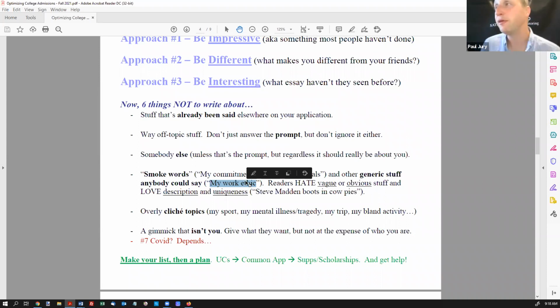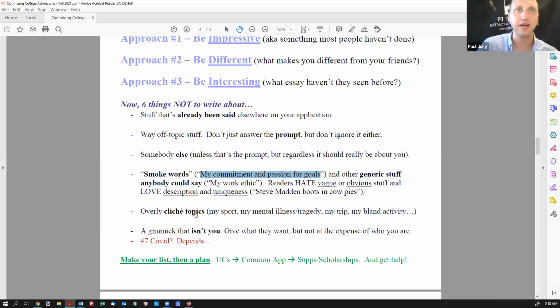"When I moved, I had trouble fitting in and I just wanted to be a part of the group and stuff." Okay. "My Steve Madden boots coated in cow pies" was an essay about this girl who moved from Manhattan to Idaho, I think, and lived on a farm. This is just such a more interesting way to show that you didn't fit in than to say, oh, I wanted to fit in, but I missed all my friends. Lame, anybody can say that. Be careful of these smoke words. Kids think they sound impressive, like smoke is supposed to show that there's a fire, but at the end of the day, it doesn't cook my meat. So try to be specific instead of lame and vague.